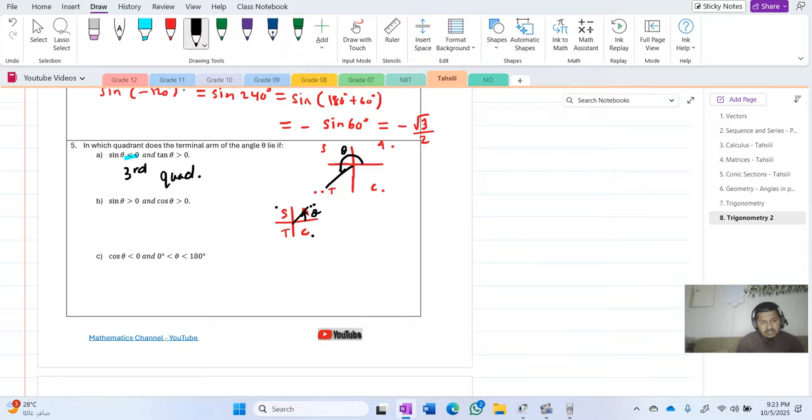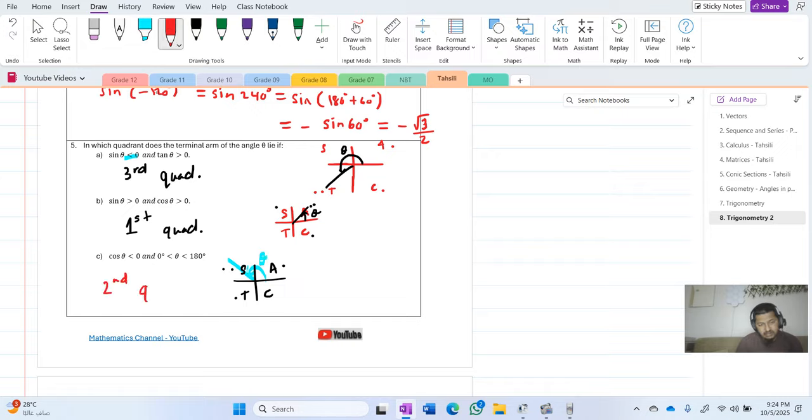Where is cos negative? CAST diagram again. Cos is negative in the third and second quadrant. Where is 0 to 180? 0 to 180 covers all the angles in the first and second quadrant. So the terminal arm is now in the second quadrant. There's your angle theta there, right? So this is the answer, second quadrant. I hope you guys are understanding. Moving on to the next question.